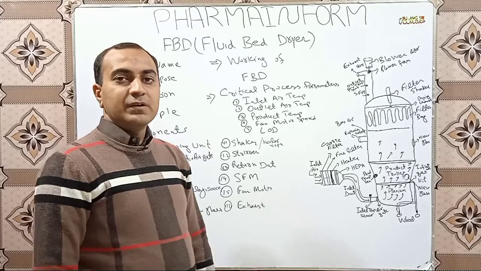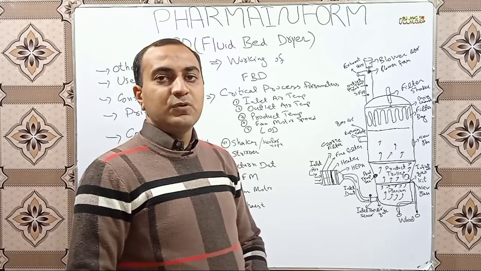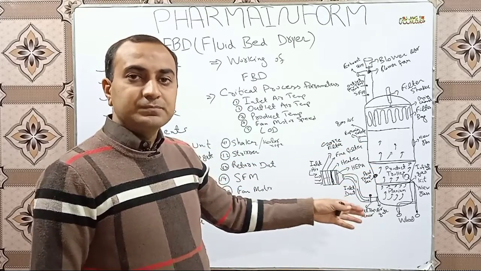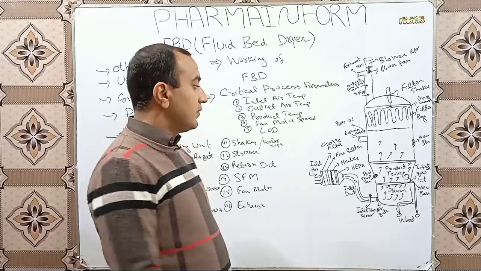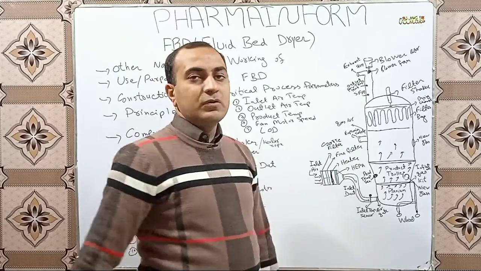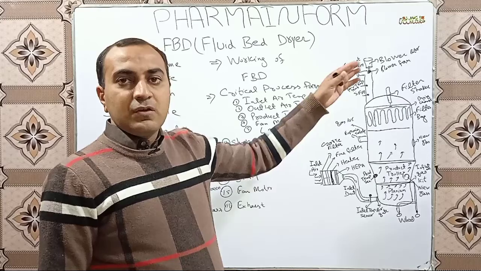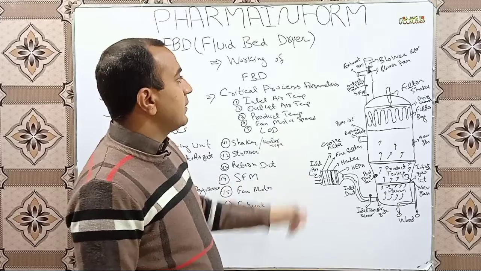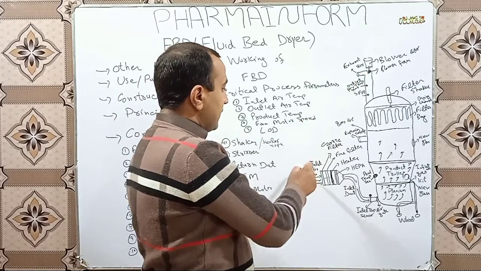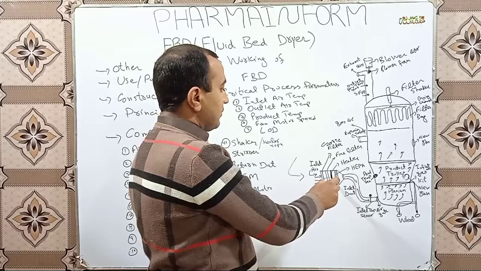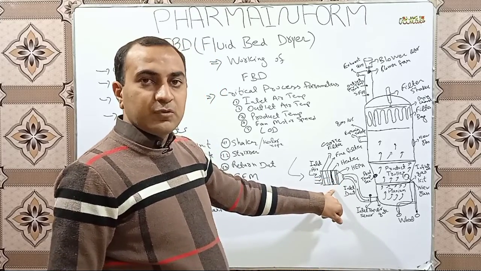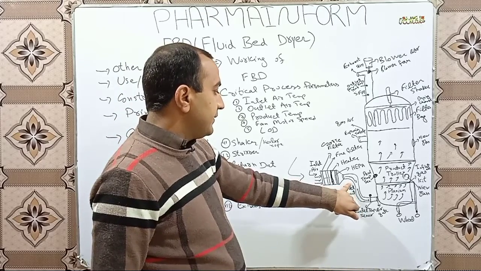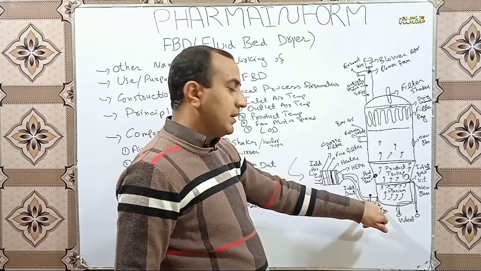Fluid bed dryer works, as we discussed previously, on the principle of fluidization, but here we will discuss its practical working pattern. First of all, when we turn on our fan motor, it creates suction. Due to this suction, air from the environment passes through the air processing unit, then comes to the inlet duct. Through the inlet duct, there is an air gate.